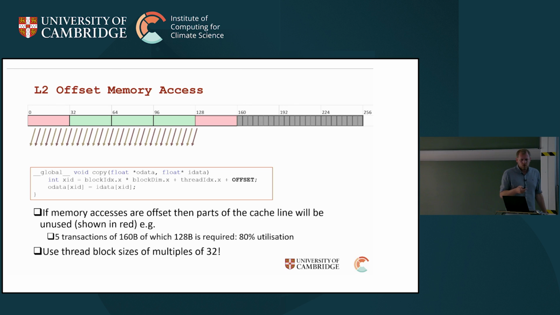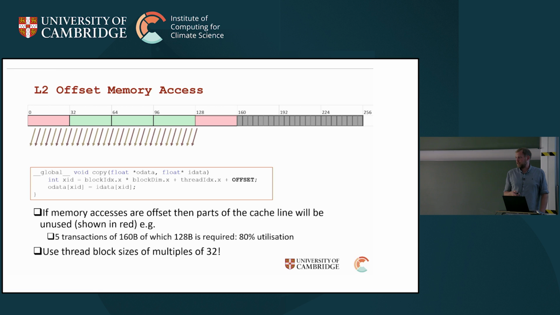I don't think I have an example of this in the slides, but there are ways in which you can do that. So what we see with this offset is we have a problem with the beginning of the warp and the end of the warp. At the beginning of the warp, it's not too bad. We're using most of the data, barring one piece that is ignored. We have to move the whole cache line anyway, but then at the end we have to move a whole cache line and use only a single value from it. So we're having to do 5 transactions rather than 4, which means we've only got 80% utilization of the data. So this is bad.